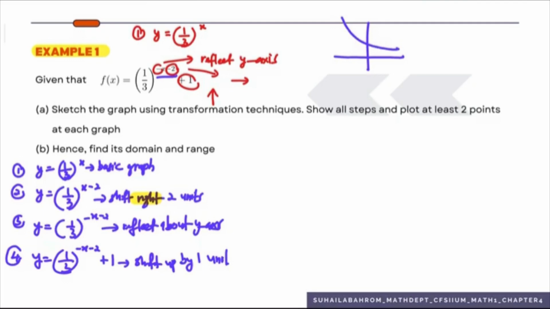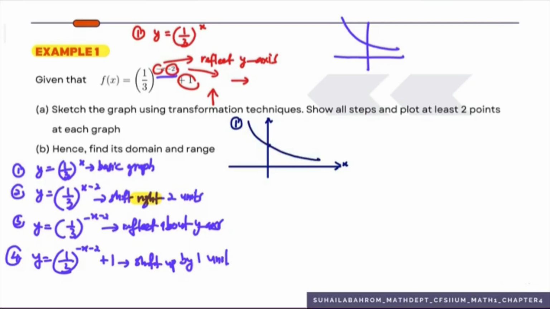And then let's draw properly the graph. So the first graph refers to the first function, y is equivalent to 1/3 power of x. So we have here the x and y axis, and this is the basic graph of the exponential decay. Okay, let me draw again. So this is our first graph.